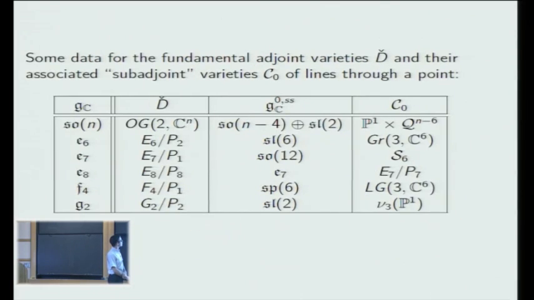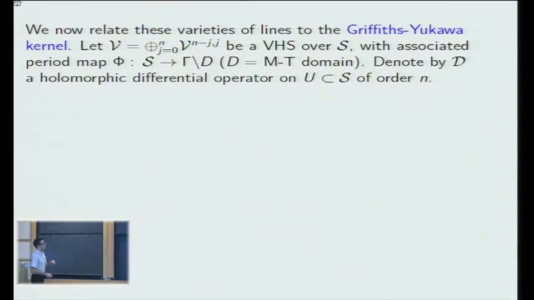Here's some data for these fundamental adjoint varieties. These are the groups for which D check is a homogeneous space, and these are the groups for which the subadjoint variety C naught is a homogeneous space, the variety of lines through a point. And this is what they look like, and I'll just direct your attention to our G2 mod P2 that we've been playing with. The G0, the isotropy group over C, the semi-simplification is SL2, and if you look at the orbit of the highest weight line in PG minus 1, which is a P3, you get the third Veronese reembedding of P1, the twisted cubic. So that will come back now.